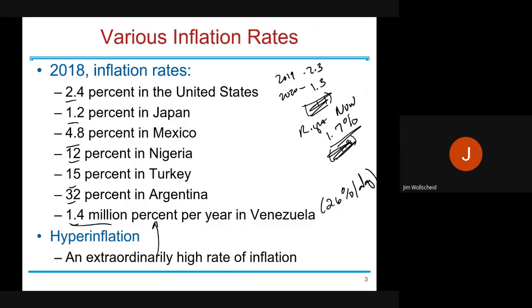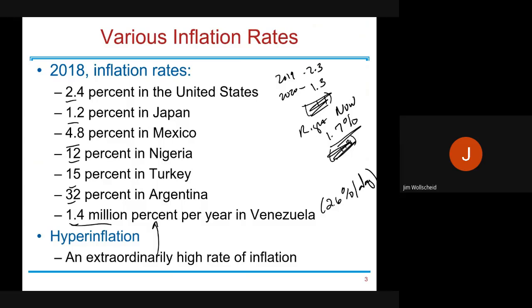The definition the book gives for hyperinflation is an extraordinarily high rate of inflation. What do I mean by extraordinarily high? That's a good question, and we don't have a good answer for that. I like to try to draw from other parts of the world or other things. So when I describe hyperinflation, I like to use a definition that a Supreme Court justice gave for another topic.